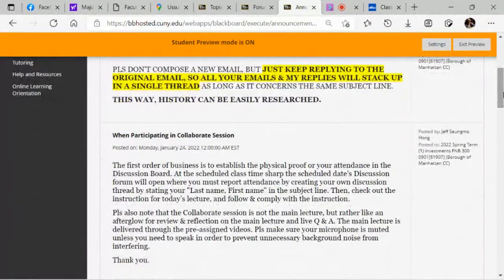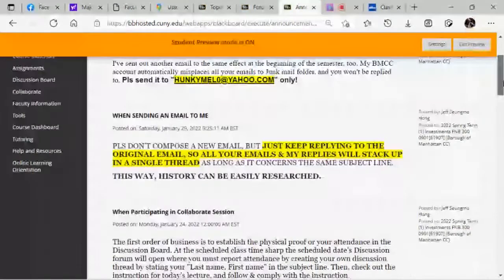The last name, first name order, right? That's important because in the class roster, and in every official document, your name follows the last name, first name order. That's how it is done in an official document. So to match your name in the collaborate session or in the discussion board with the name on the roster, you should follow last name, first name order.